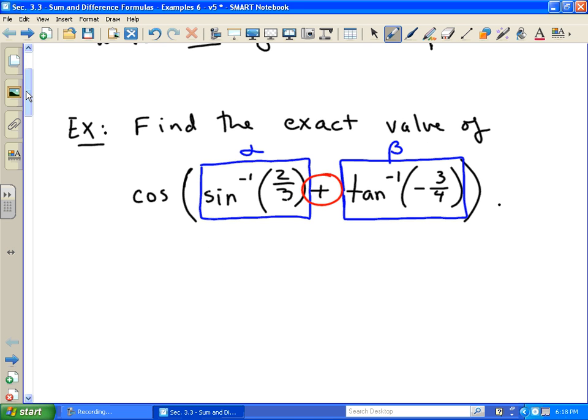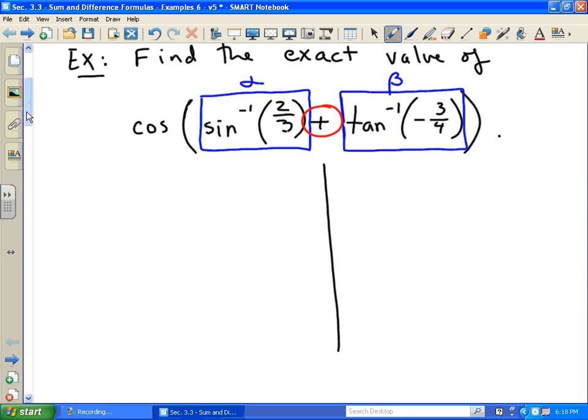So let's think of this as two separate situations for a minute. On the left-hand side, we have sine inverse equaling 2/3. Well, we can think about this as the sine of my value alpha is equal to 2/3, and I know sine is equal to the ratio of y over r. However, because it's actually sine inverse, we also know that alpha is restricted, from what we know about inverses, to the interval from negative pi over 2 to pi over 2.